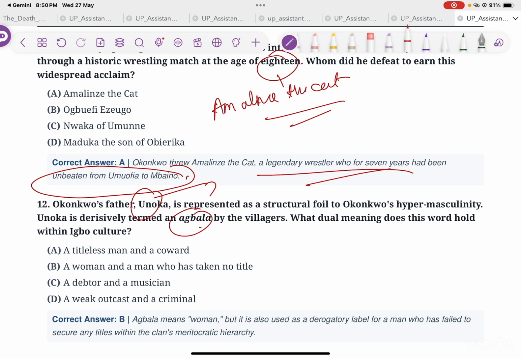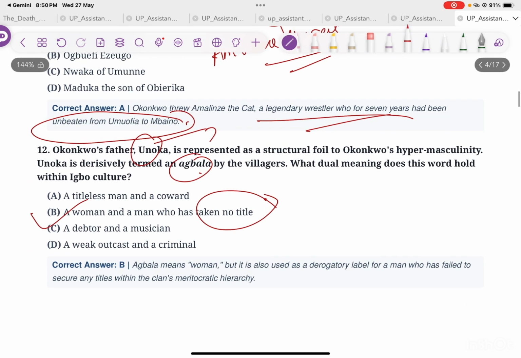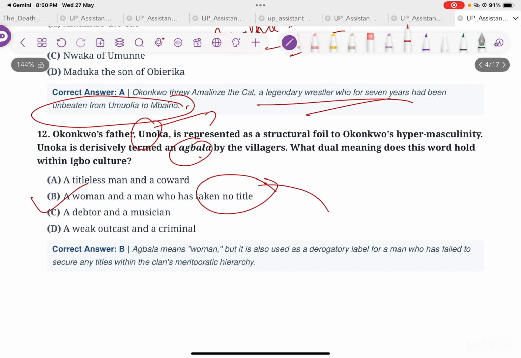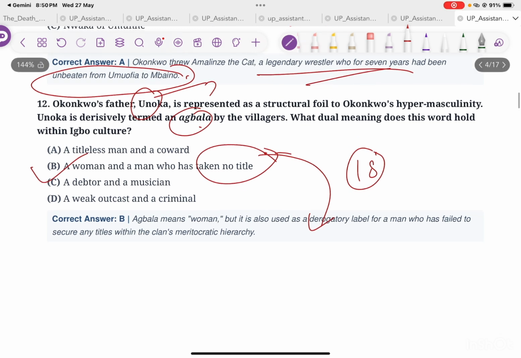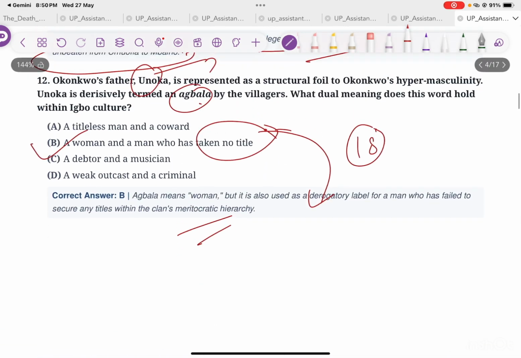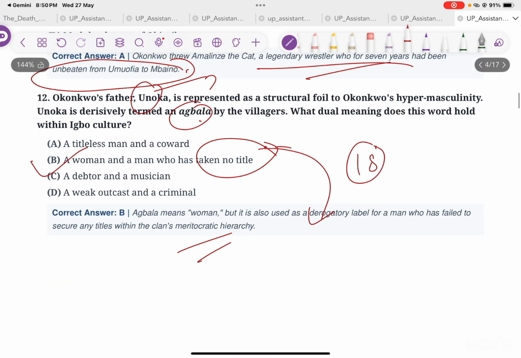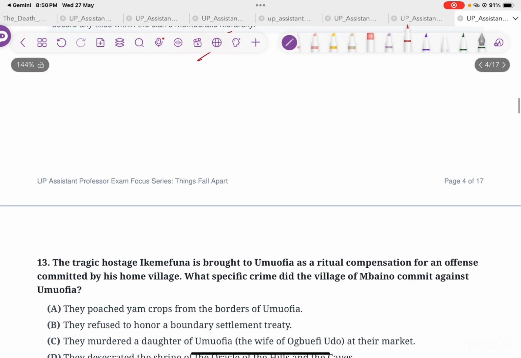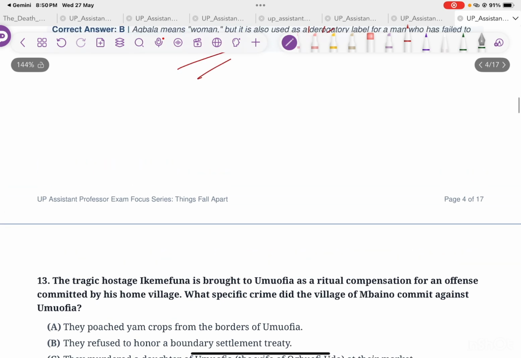What dual meaning does the word agbala hold within the Igbo culture? So, a woman and a man who has taken no title. Over the course of this period, Okonkwo will earn titles. Titles signify respect in the society, respect in the tribe. So Unoka had no title, so he was not that much respected in the society.